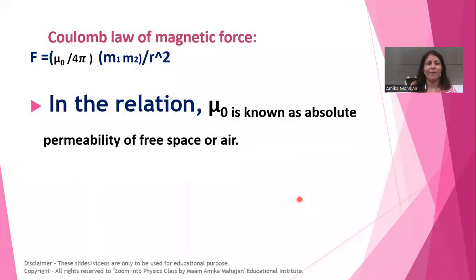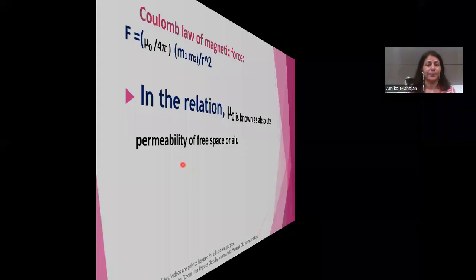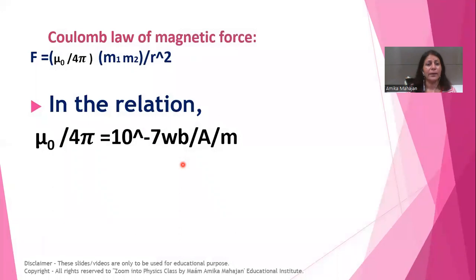So if I take M1, M2 as pole strength, then this force is mu naught by 4 pi M1 into M2 upon R square. Here mu naught is known as absolute permeability of free space or air. Now, in this relation, this constant mu naught by 4 pi has value 10 raised to power minus 7 Weber per ampere per meter.